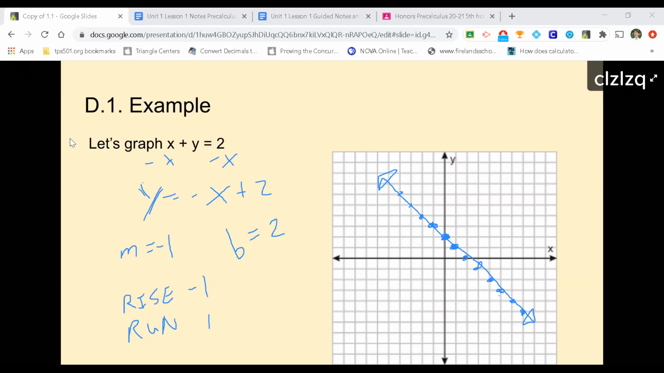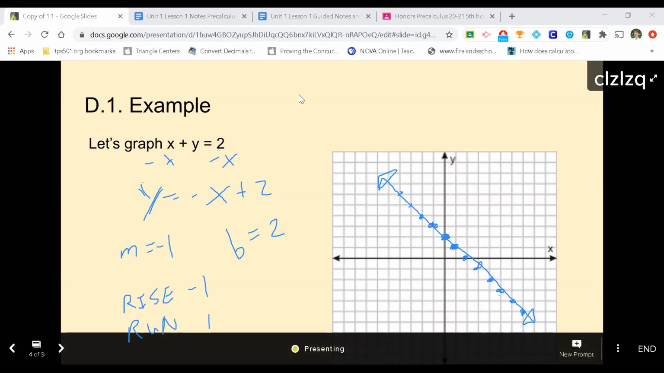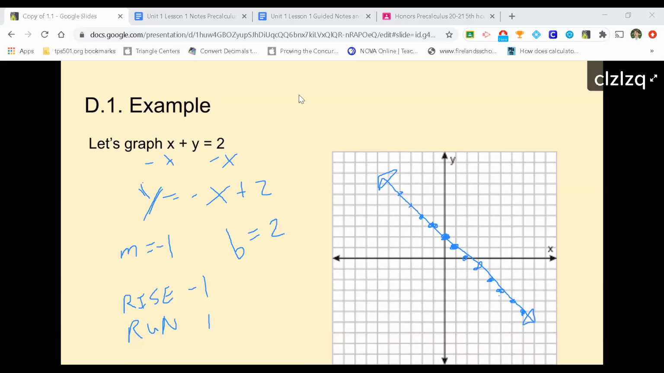Questions, comments, concerns? I'm going to clear the drawing and move on unless somebody says, no, Mr. Lake, you already had a graph drawn, but we didn't, so it took us more time.